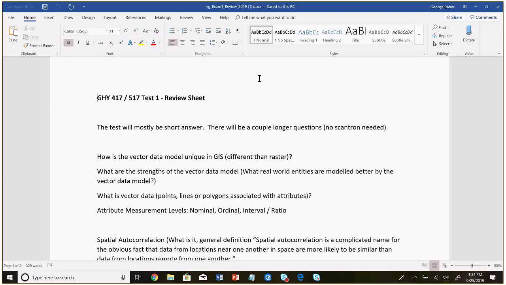So the test is going to be mostly short answer. So, things that could be answered in either a word or a phrase or sometimes a sentence. 90% of the questions are going to be like that. So there will be a couple of longer questions that might be 2 or 3 sentences, but there's no entire paragraphs or anything like that. There's no essay questions. Let's see how many of these there are.